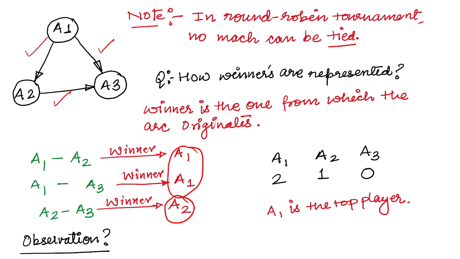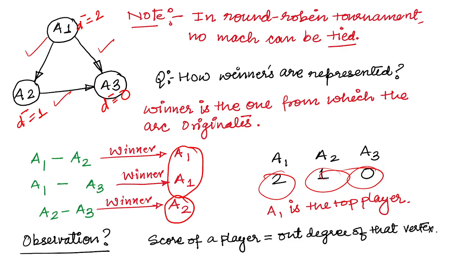So one observation you can also see here. What is the out degree for A1? It is nothing but 2. What is the out degree for A2? It is 1. What is the out degree for A3? It is 0. So that is what we are getting as scores, isn't it? So therefore, remember, this is the observation: the score of a player in any tournament is nothing but the out degree of that particular player. That means the vertex, because players or teams are normally represented by vertices.